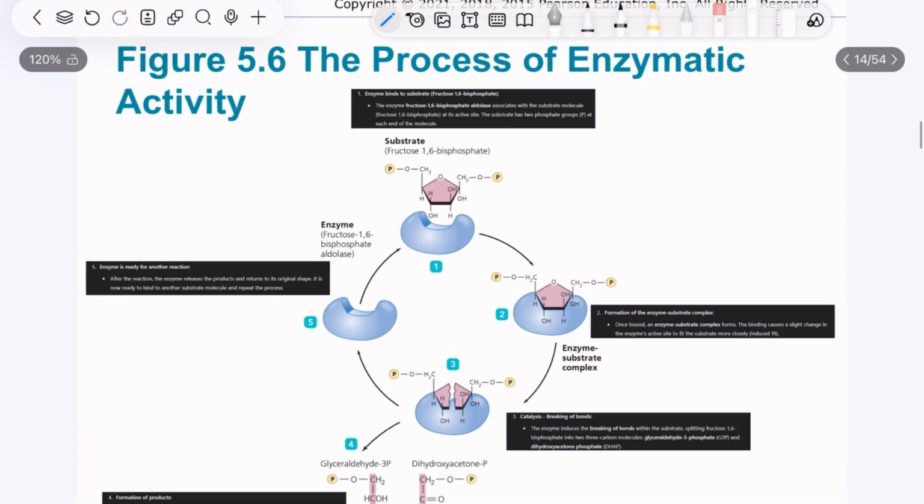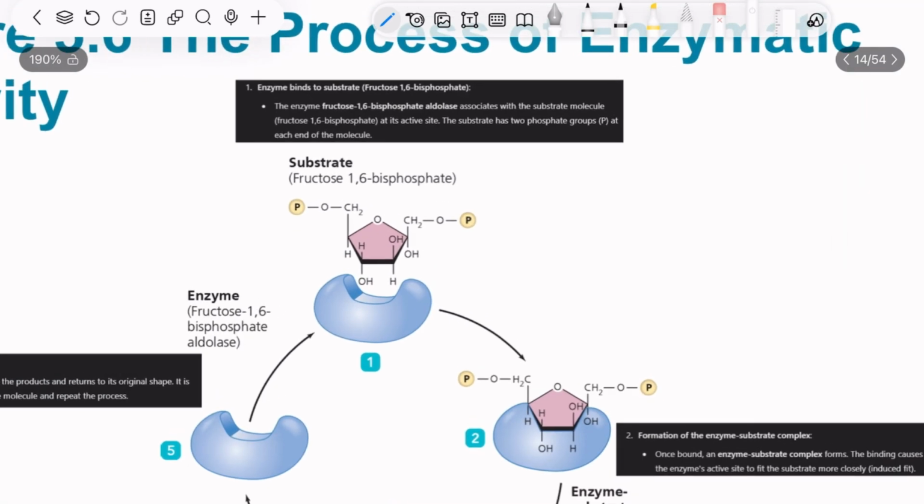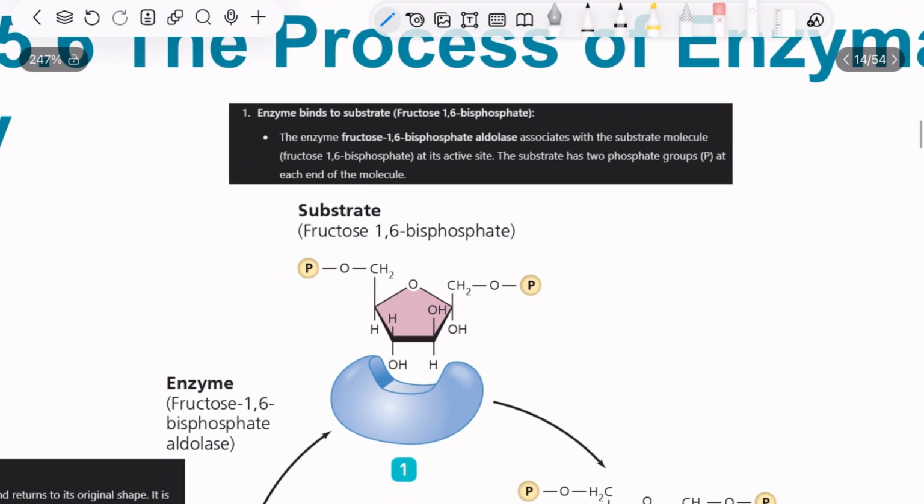And so let's look at the process of enzymatic activity. So we first have the enzyme binding to a substrate, which is in this case fructose 1,6-bisphosphate. So the enzyme fructose 1,6-bisphosphate aldolase associates with the substrate molecule fructose 1,6-bisphosphate at its active site right here. The substrate has two phosphate groups at the end of each molecule.